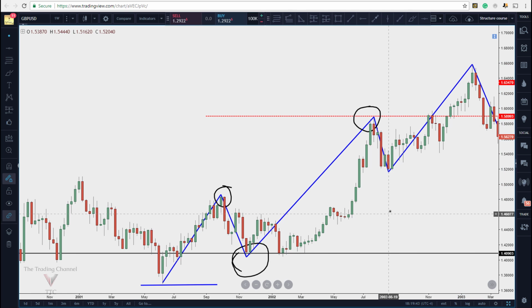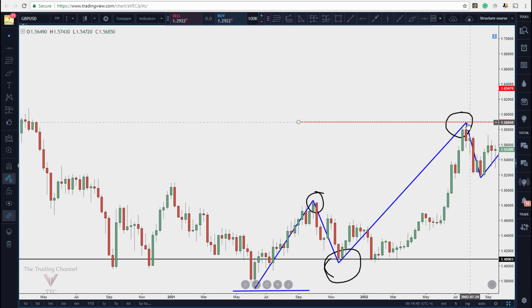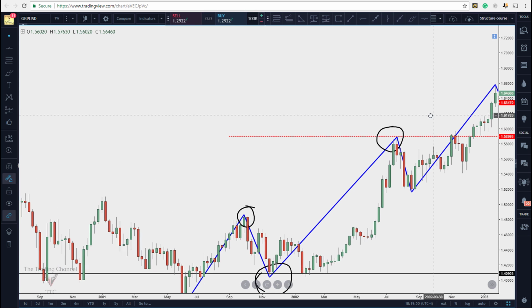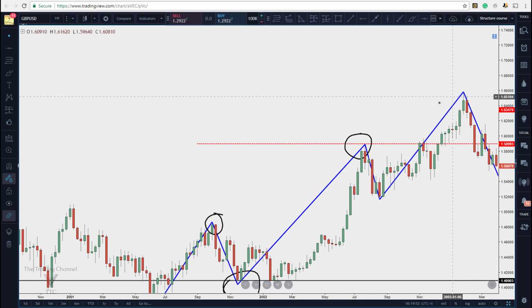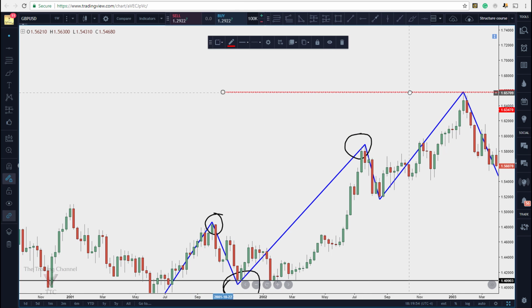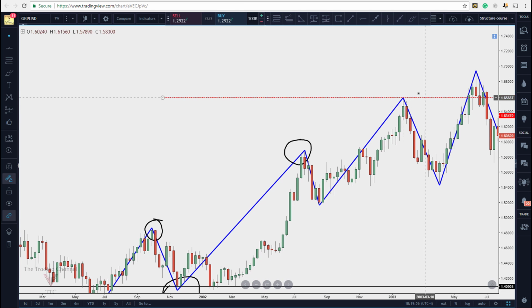So we have to wait for the market to break and close above this previous high before we can consider this a higher low. We get that break and close right in here. So then same thing, we have to move our horizontal line up, and we're waiting on the market to break and close above this level, and now this is considered our higher low.